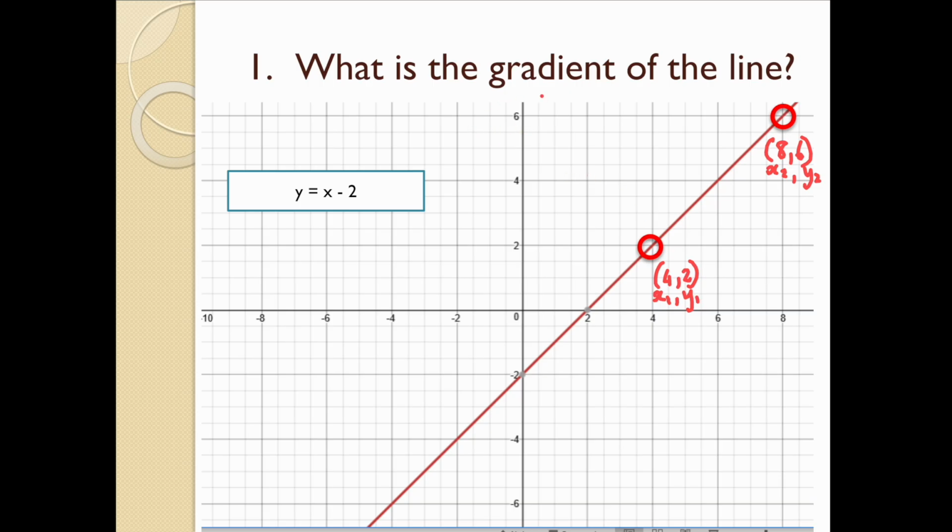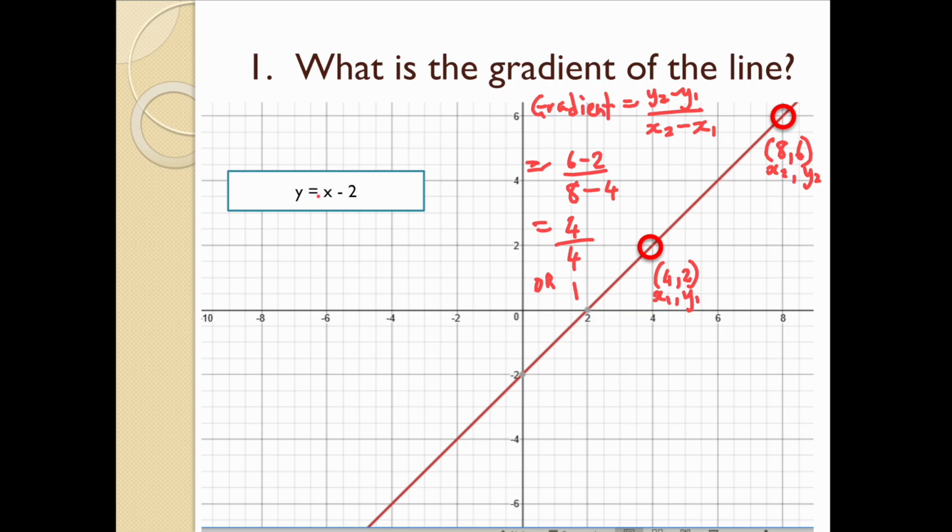All right, so let's say the gradient now. We know that the gradient is equal to y2 minus y1 over x2 minus x1. So therefore I could say that y2 is 6. So 6 take away y1, which is 2, over x2, which is 8, minus x1, which is 4. So therefore we have 6 take away 2, which is 4, over 8 minus 4, which is 4. All right, so this is my answer. Or I could also say 4 divided by 4 is 1.